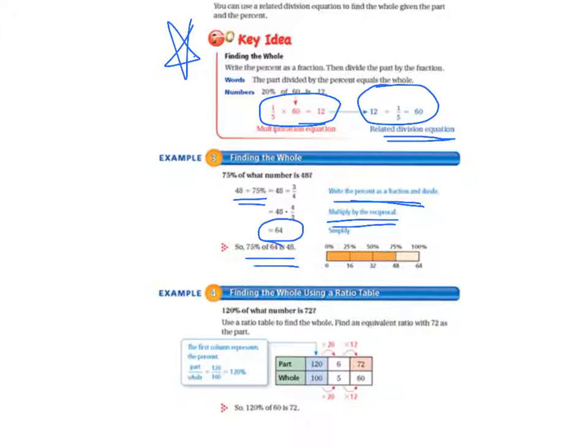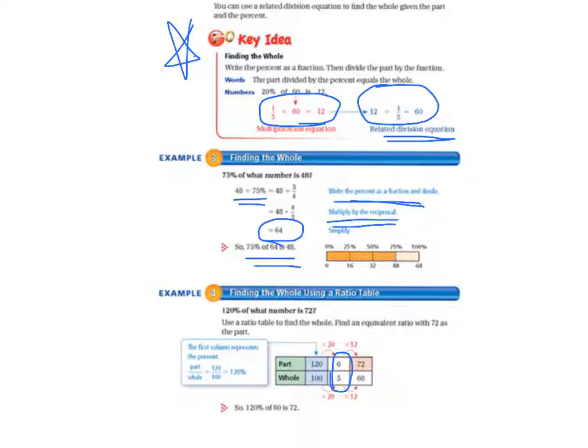Example 4, we're going to find the whole using a ratio table. 120% of what number is 72? We use a ratio table to find the whole, and we find an equivalent ratio with 72 as the part. So the first column is the part and the whole, 120 over 100, and we can't get directly from 100 to 60, so we go from 100 to 5, and we divide by 20. So we divide the numerator and the denominator by 20. So we end up with 6/5, or 6 over 5 in our next column.